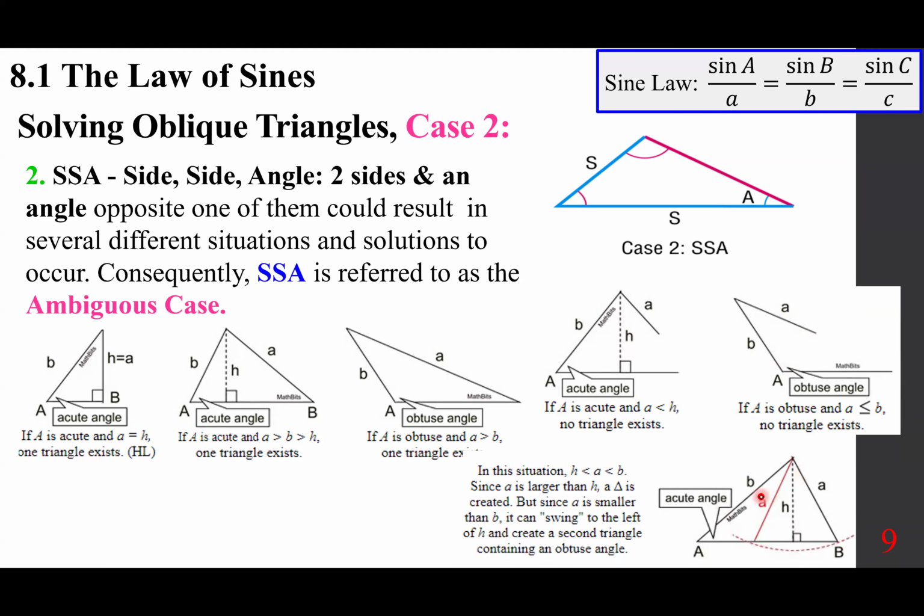In this situation, h is less than a and a is less than b. Since a is larger than h, a triangle is created. But since a is smaller than b, it can swing to the left of h and create a second triangle containing an obtuse angle. What do we mean by all of this? We will look at various cases and try shortly.